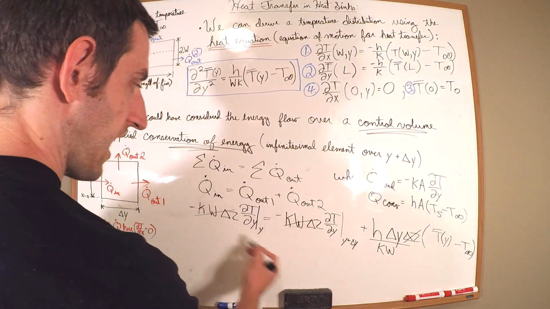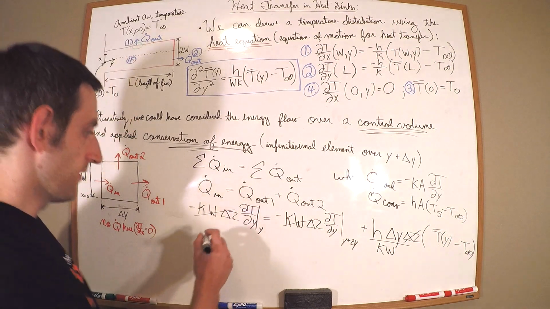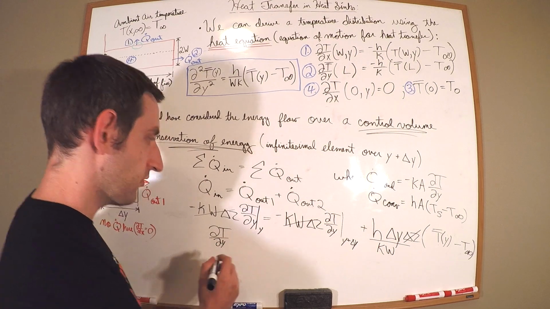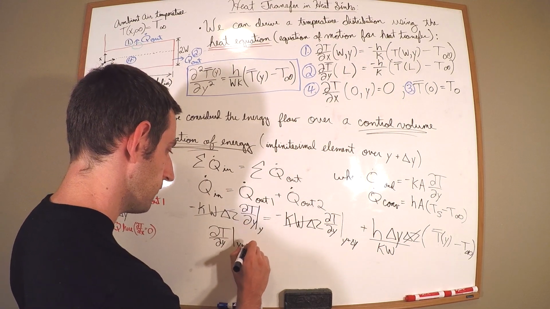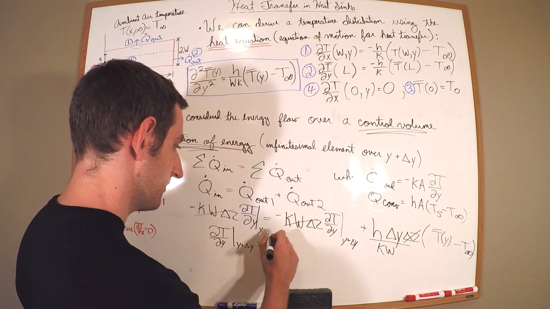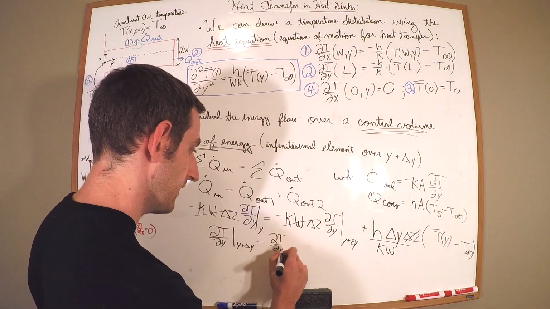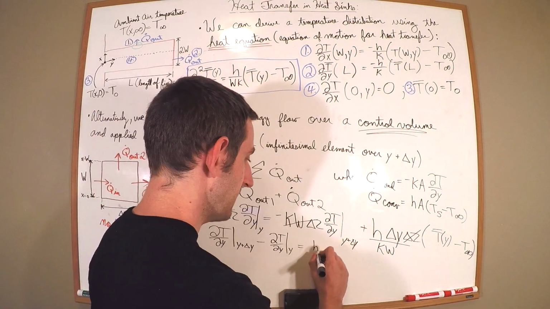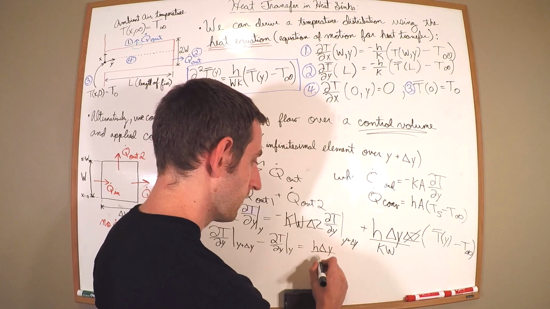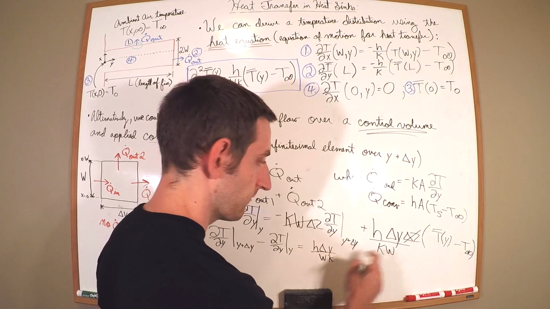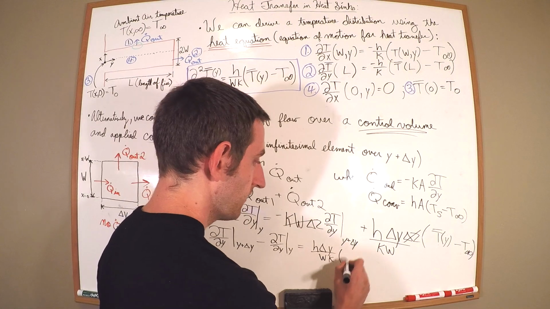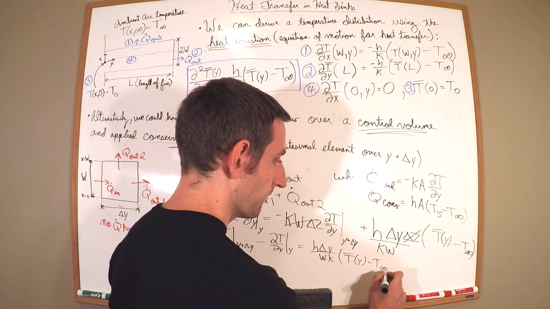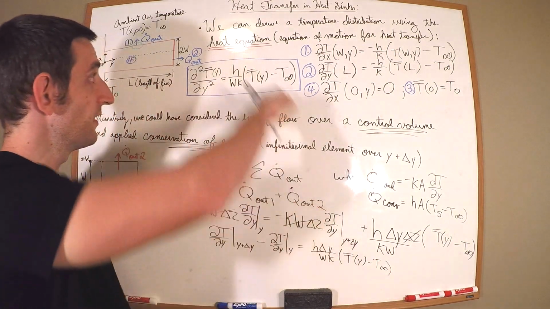And if we move this guy over here, what we end up with is the partial of T with respect to y at quantity y plus delta y, minus the partial with respect to y at y, is equal to h delta y over wk, rearrange that guy right there, times T(y) minus T infinity. All right, should start looking familiar right here.